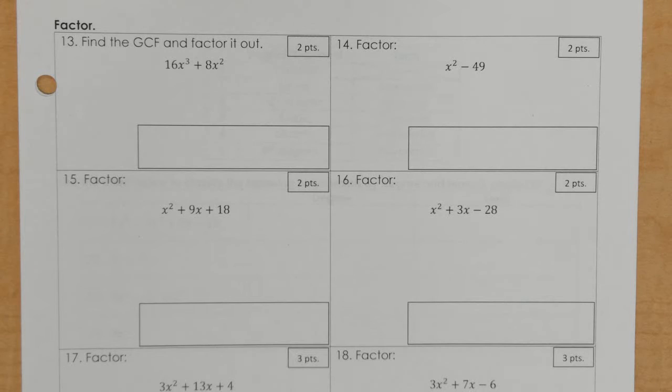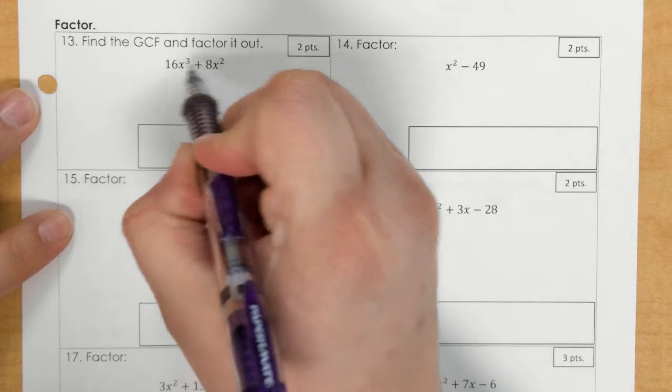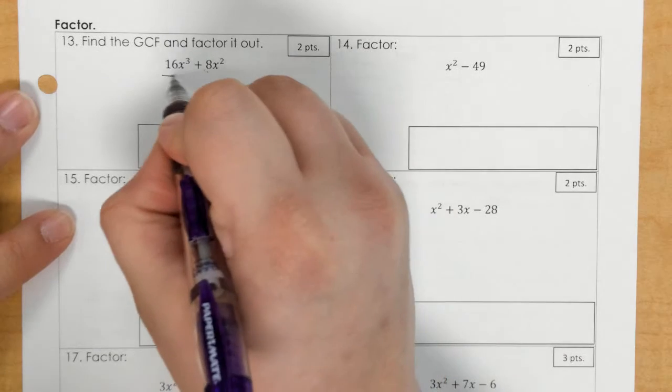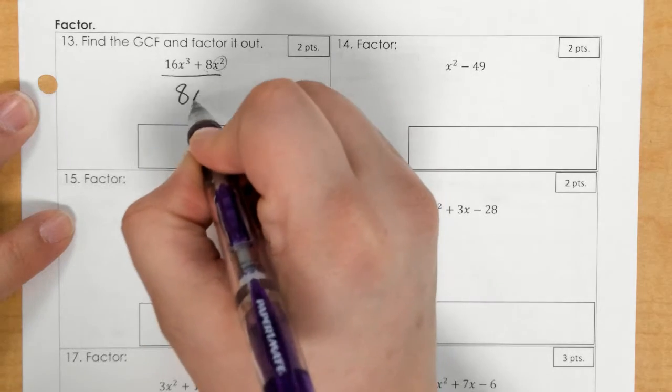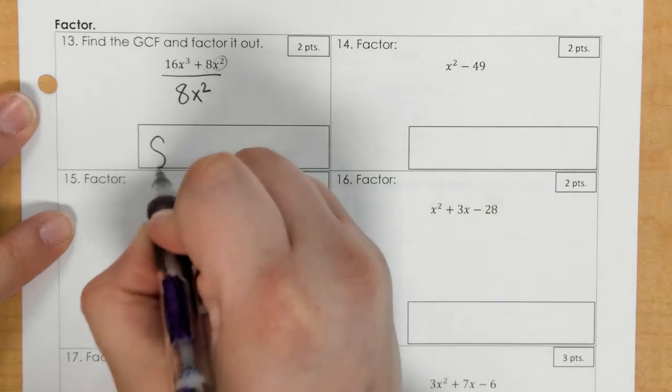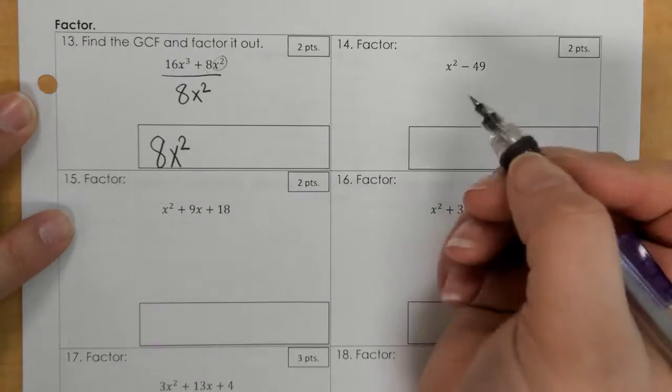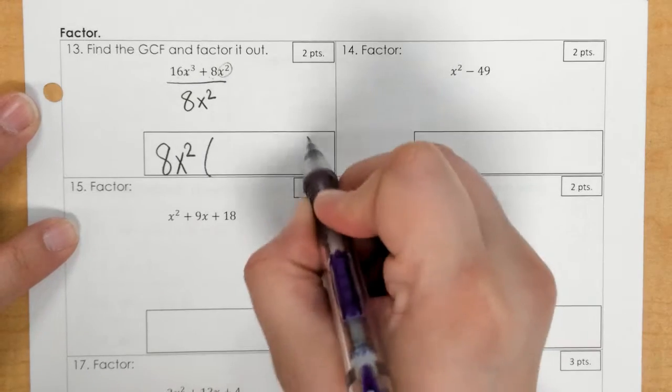For number 13, through basically the end of this page is all factoring. On the very first one it says find the GCF and factor it out. So I look to see, okay, what goes into 16 and 8? Well, 8 does. And I have an x in both terms, so I take the smallest x out. So on this one I need to have 8x squared, and then I just divide and subtract.